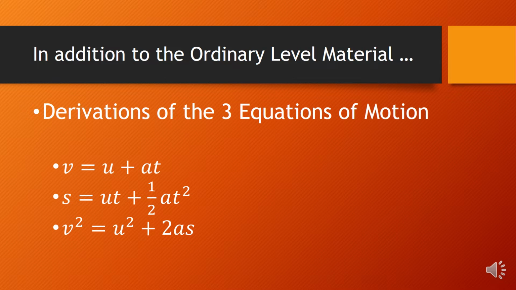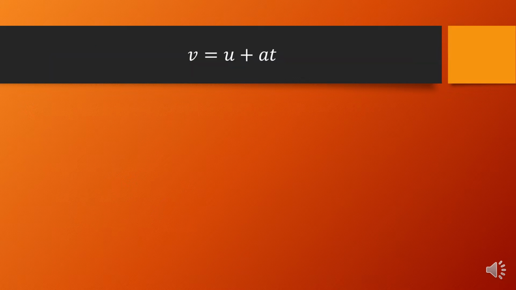The important part is to commit to memory the starting point for each derivation, and then hopefully logic will bring you through to the end. So the first one is v equals u plus at. So the starting point for this particular one is the definition of acceleration. So let's make a note of that. Starting point equals acceleration. So commit that to memory and let's see where we go from there.